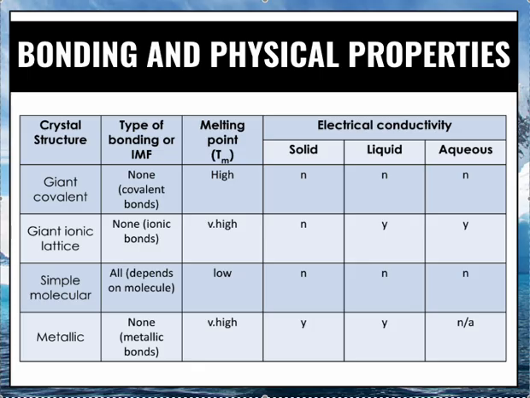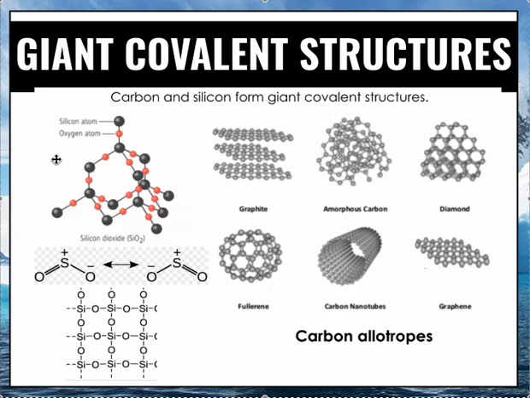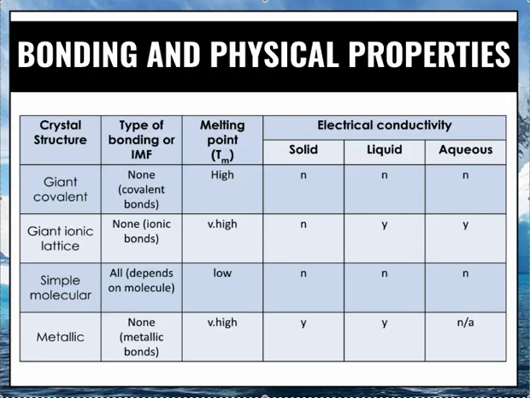Giant covalent: there are no IMFs, they have very high melting points, and can be solid, liquid, or aqueous, but the majority of the time they are solid. Giant ionic lattice structures are bonded by electrostatic attractions, have very high melting points, and are usually solids, but conduct in both liquids and aqueous solutions. This is how they conduct. So giant covalent does not conduct with any of these, but if we go back, graphite does conduct electricity, and you will find out one other also conducts electricity as well.